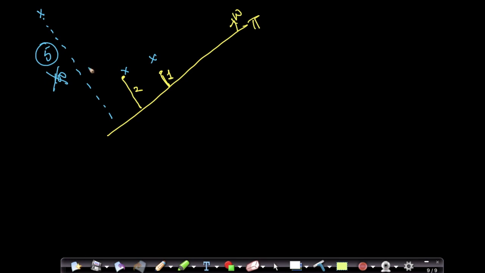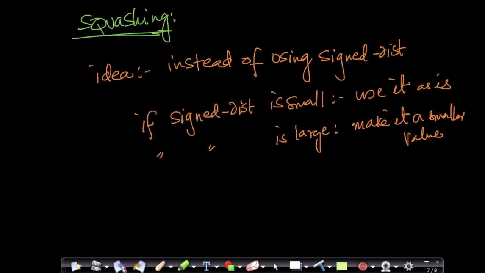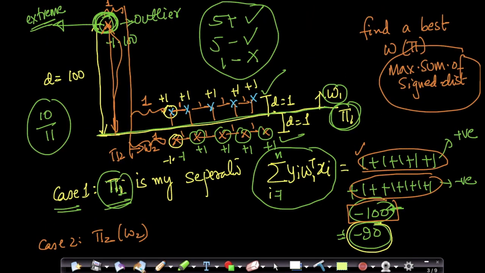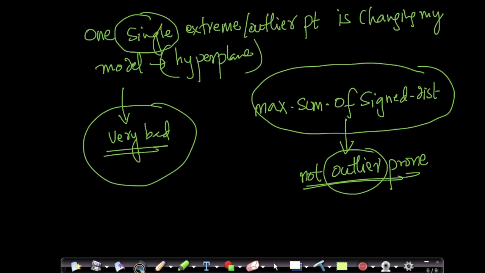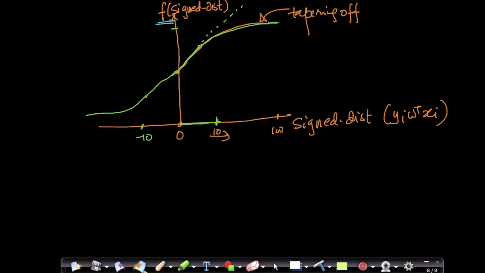For any value which is 5 or more, I will not use a larger value because of this single outlier, my whole model can change, as we saw earlier. Here, just because of the single outlier, my whole model changed. And that is because of signed distance creating this problem.